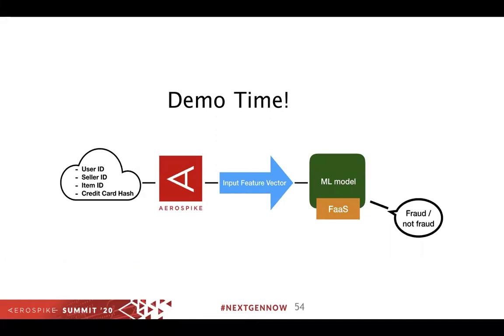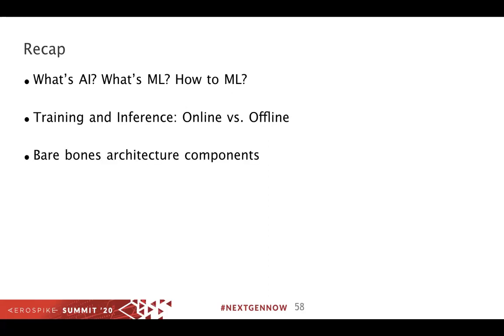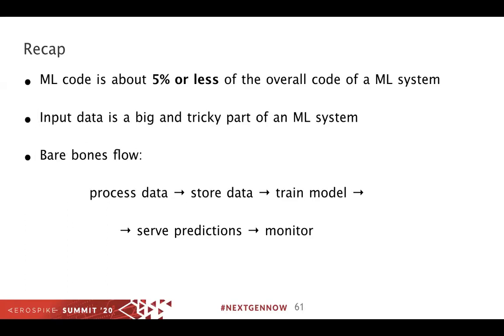So this is the infrastructure that we've built. And what we went over is what is AI, what is ML, and how to ML. We went over the differences between online and offline training of a model and inference using a model. We covered one example of a bare bones architecture and what the components of it are. And then we saw a concrete example. Maybe some of the customers in the crowd can recognize it. And then we had a demo and actually built parts of that on our own.